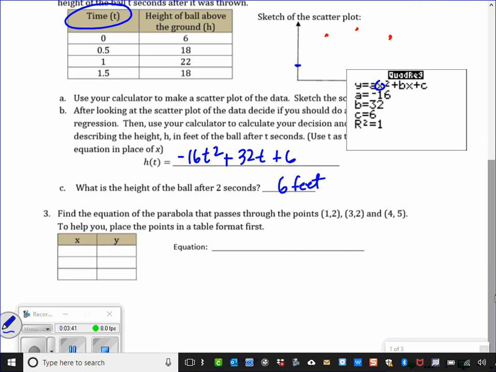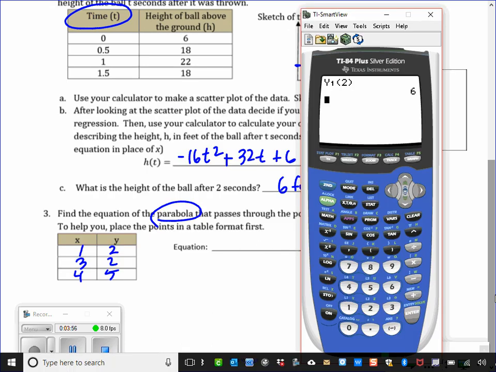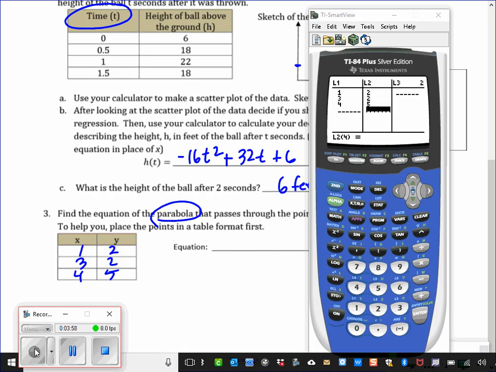All right, number 3. I'm going to do the same thing. I'm going to be putting in 1, 2, 3, 2, and 4, 5. It asks for a parabola, so I would do a quadratic regression. All right, I have my numbers in there.